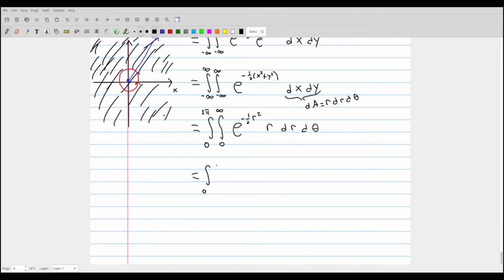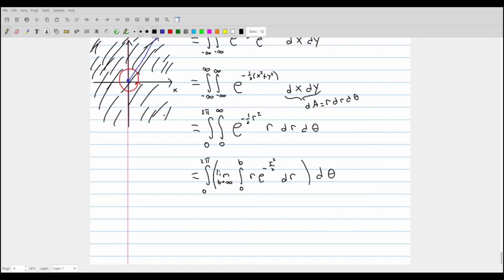This is going to be the integral from 0 to 2 pi. And now we can go through and actually evaluate this using improper integrals. The inner integral here is an improper integral. So it's going to be the limit as b goes to infinity of the integral from 0 to b of r times e to the negative r squared over 2 dr d theta. So remember from a previous calc course, you should remember improper integrals, and that's how we evaluate that inner integral using a limit.